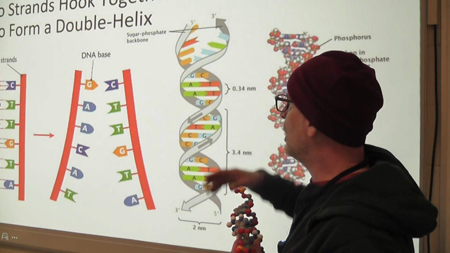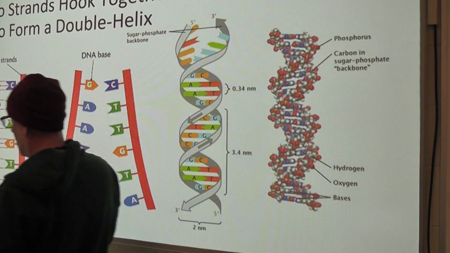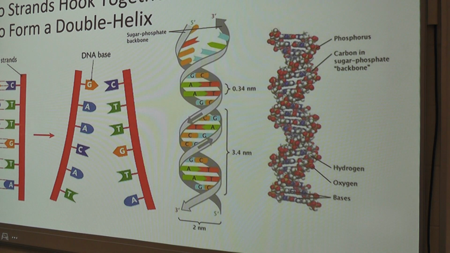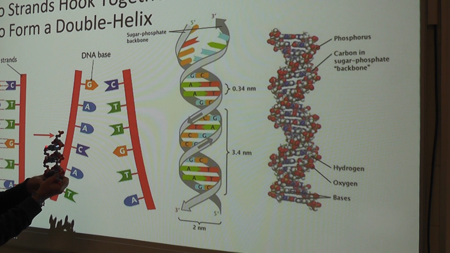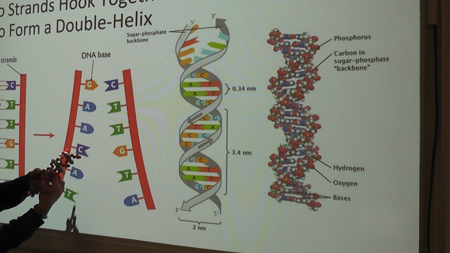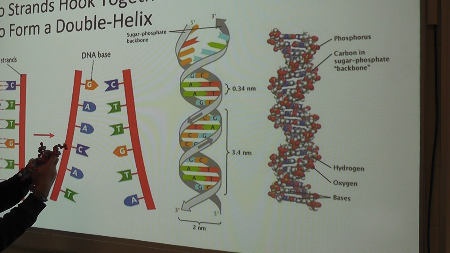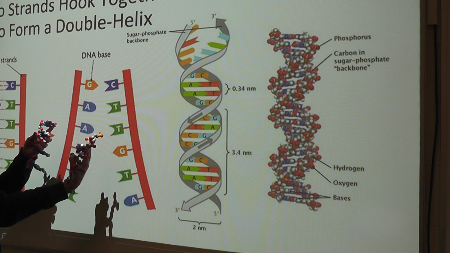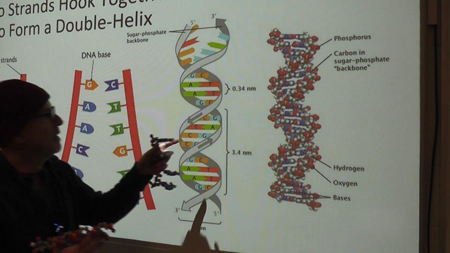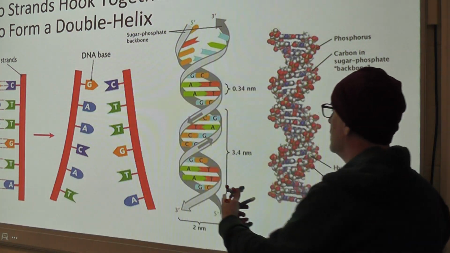And so here's just another view again. Here's our ladder view with backbone, nitrogenous bases. They could potentially split apart. The weakest link is between the nitrogenous base pairs. So it typically would split into 2 strands like this. And this is what it looks like when it's all twisted up.